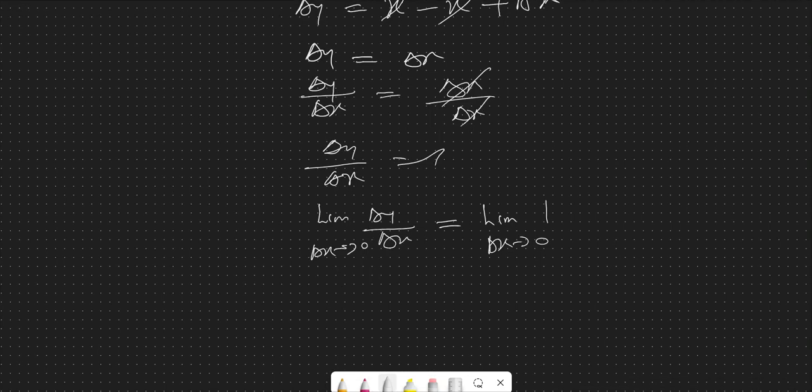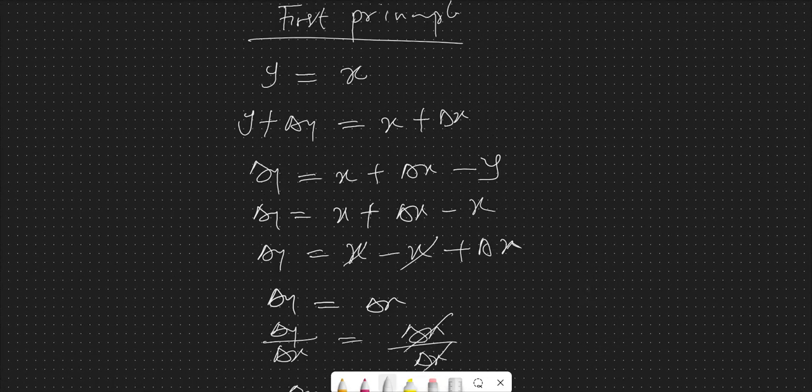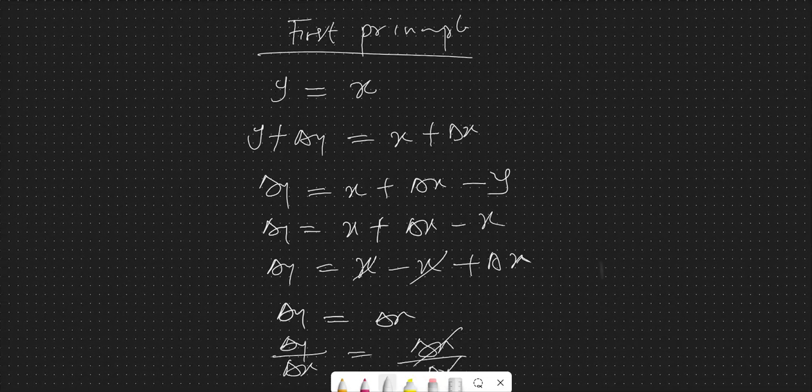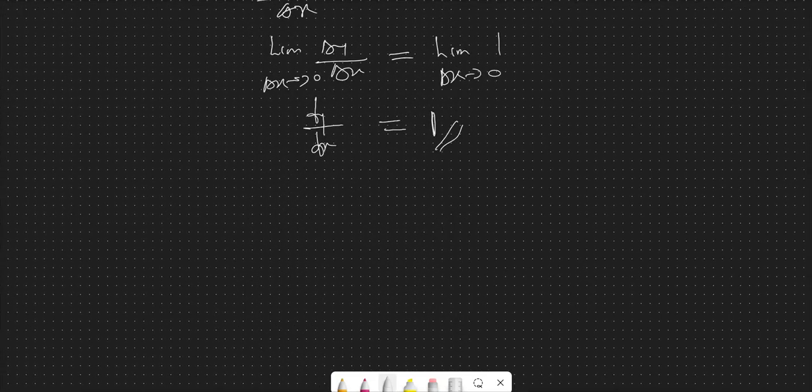So the limit of change in y over change in x is equal to dy dx. Also, the limit of a constant as the x value approaches any given value is equal to the constant itself, 1. So dy dx equals 1. So this is how you solve from first principle. I hope you understand that. Okay, let me solve more questions.